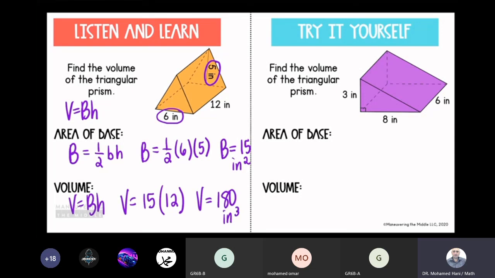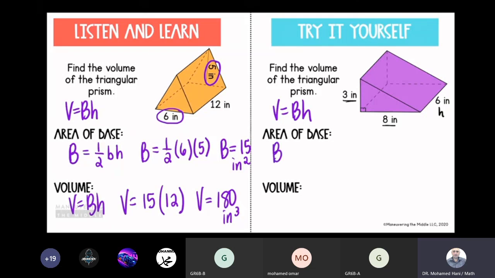Go ahead and pause the video and try the same thing in this next problem. Just be careful to identify what the base is. Okay, so if we're working on this problem, we know that we're asked to find the volume of the triangular prism. We have our formula, volume equals the area of the base times the height. It's also sometimes a good idea to just go ahead and label your parts of your figure. So you could come over here and you could say that this is the height of the prism. This is the base of our triangle, and this is the height of our triangle.